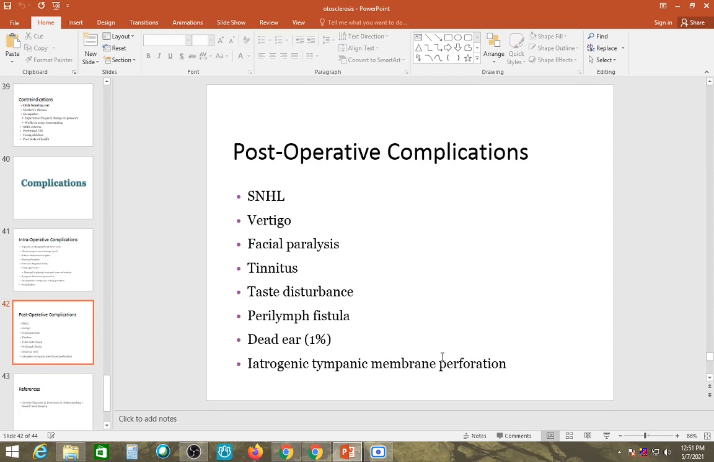And otosclerosis is very complicated. Please remember that this is a hereditary and inherited disease, as far as the book has shown. The cause is totally unknown. And this is not an infective process. Yes or no?